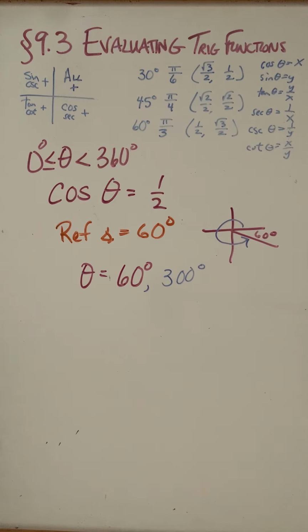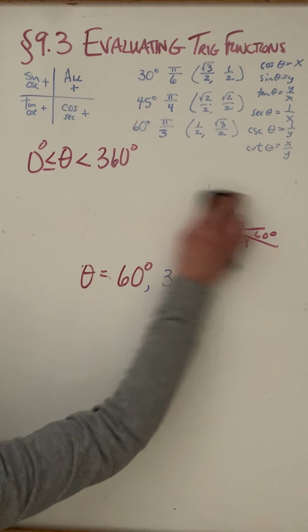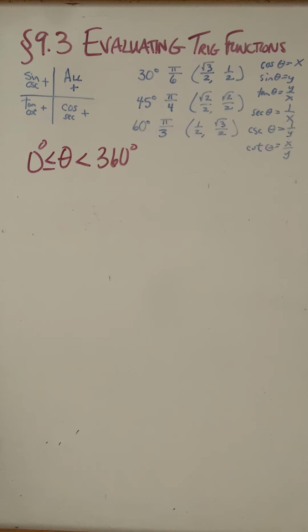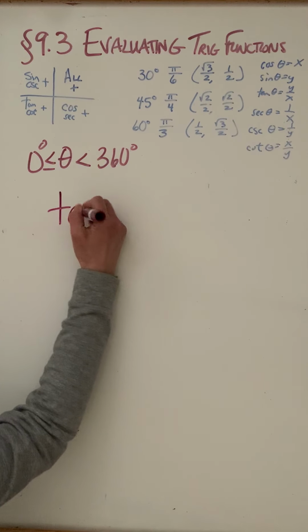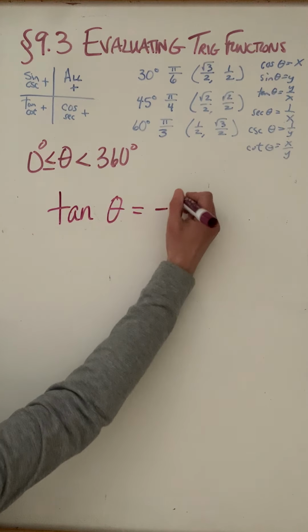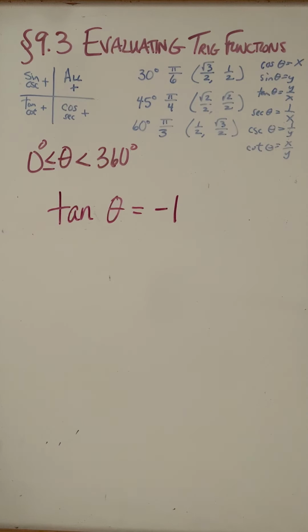Okay, let's try another one, shall we? Let's do a tangent. Let's say we want to solve tangent of theta equals -1. And then we'll do one in radians so that you can see that as well. Okay, so where is the tangent of theta equal to -1 is what we're trying to figure out.